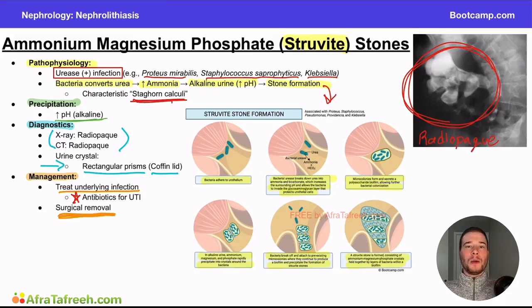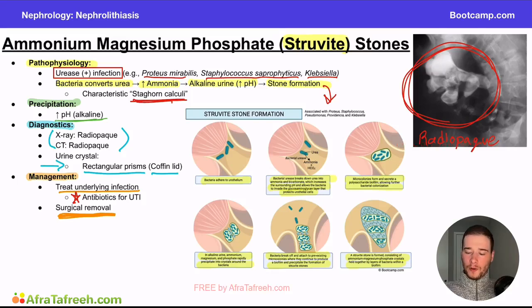Typically, as with most things, we always want to start with conservative measures. Remember in the last video, the overview, we talked about some general things that you can do, right? Hydration, a low sodium diet, and why those could be helpful for patients. But here, if the stone becomes so big that it's wedged into the kidney itself, we're not going to pass this through the ureter, right? There's not enough space to do so. And so this is a scenario where surgical intervention can be indicated.